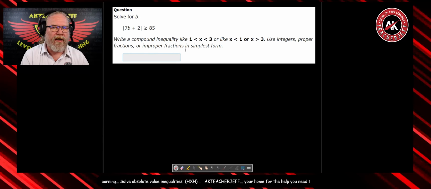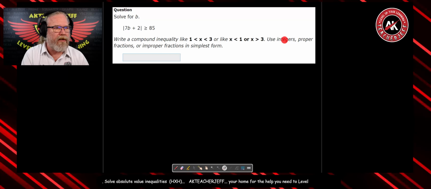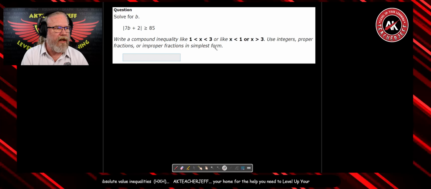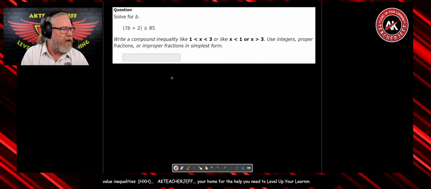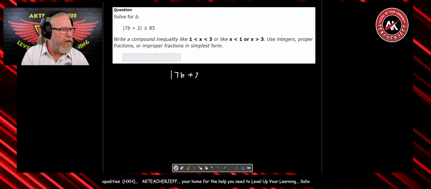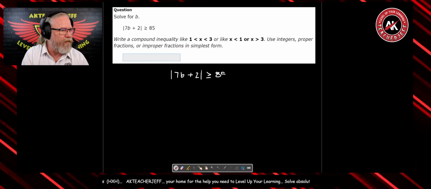This one here is a little more difficult. Now I do want to point out that in the directions, it says that we can use integers, proper fractions, or improper fractions, and they want them in simplest form. So let's go ahead and do a rewrite first. Absolute value of 7b plus 2 is greater than or equal to 85.